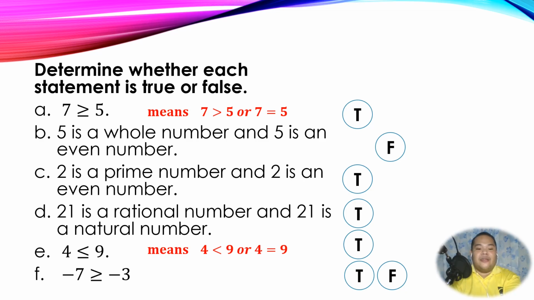The last letter. -7 is greater than or equal to -3, which means that -7 is greater than -3 or -7 is equal to -3. -7 is equal to -3 is false. -7 is greater than -3 is false. That makes our entire compound statement false.